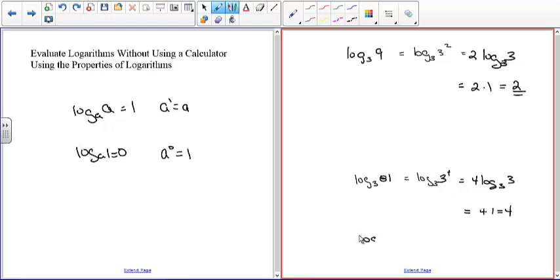If you had log base 2 of 16, again you can rewrite 16 as 2 to the 4th power: 2 times 2 is 4, times 2 is 8, times 2 is 16. Bring that outside. Log base 2 of 2 equals 1, and you get 4.